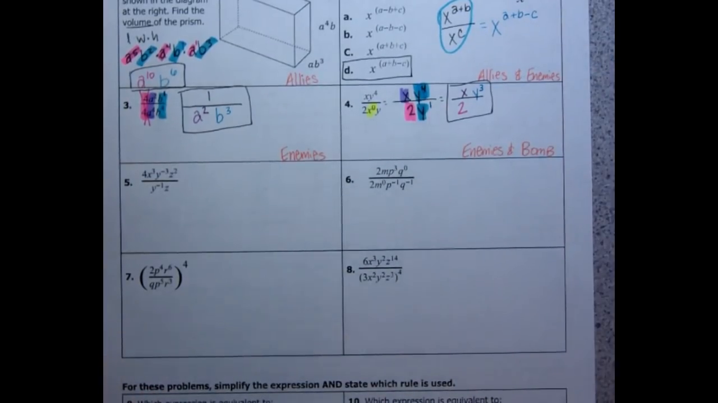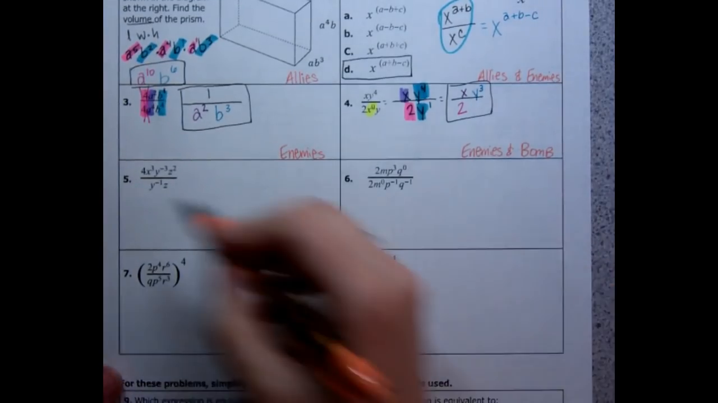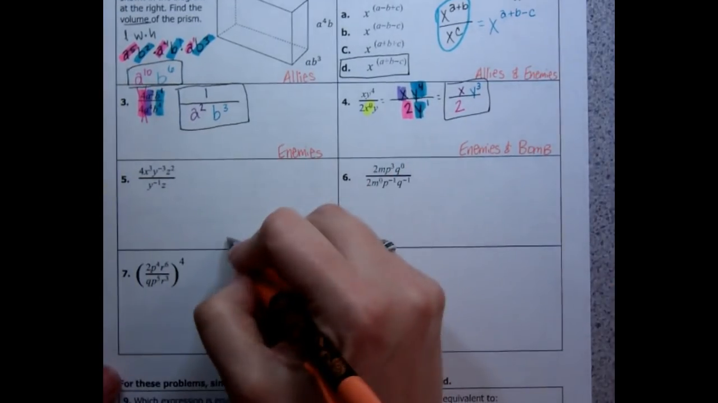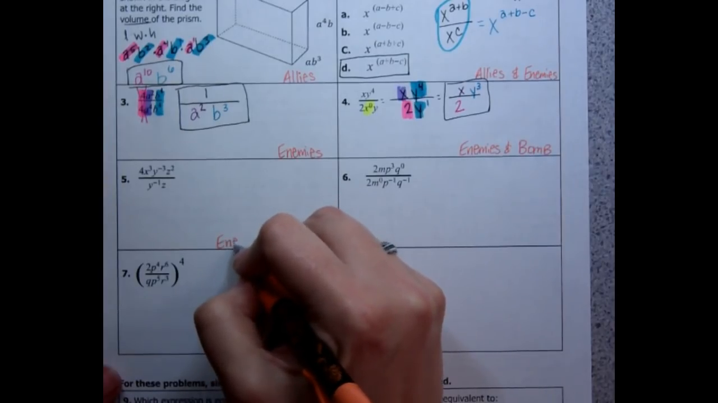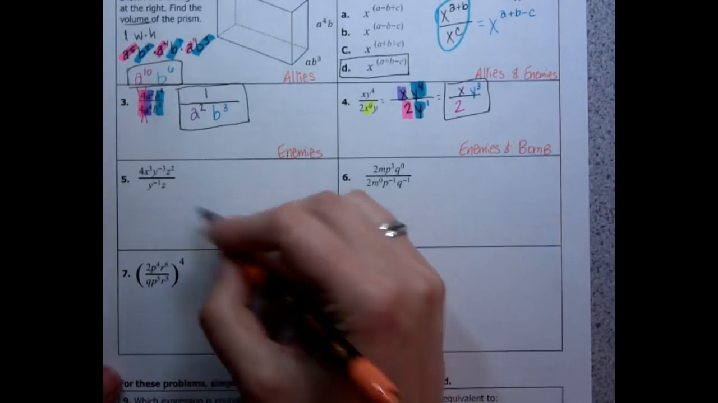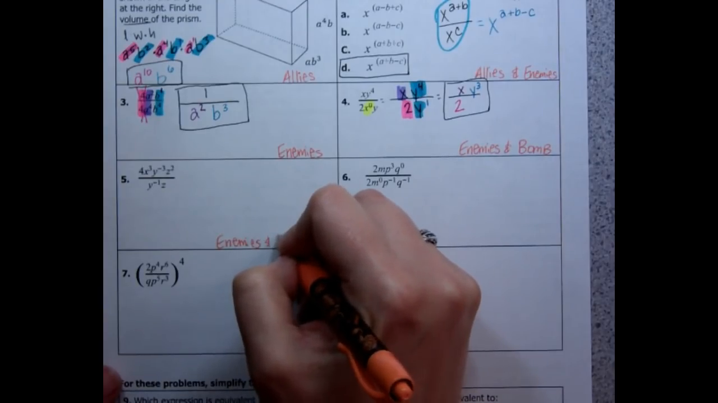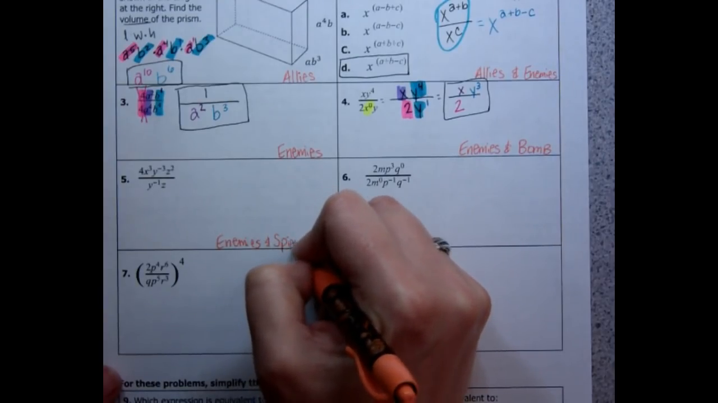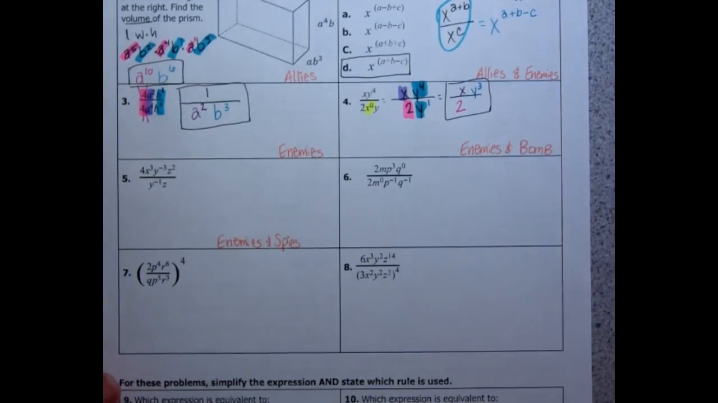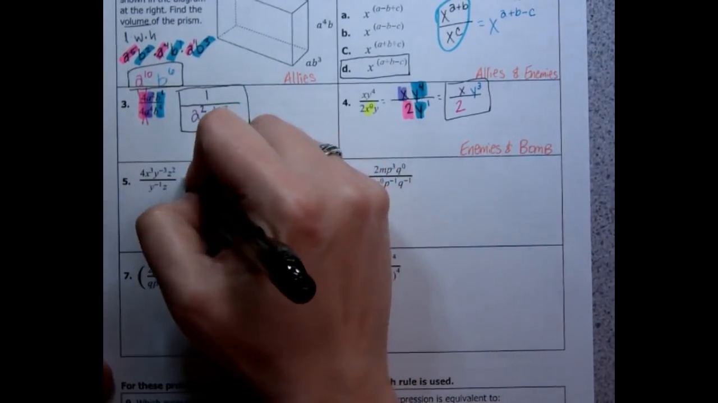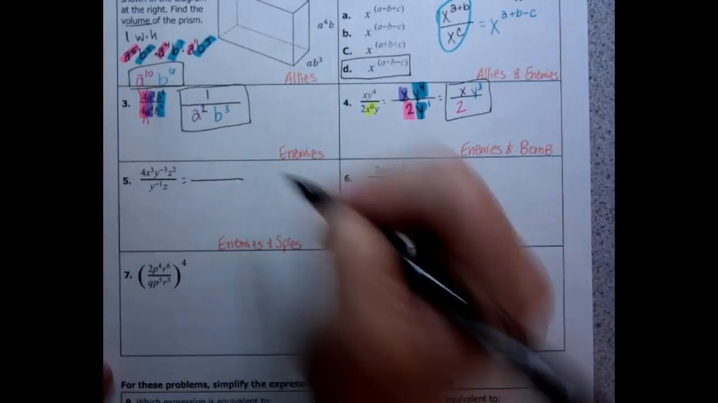Number 5. All right, what all do we see here? I see things on different sides, so I've got enemies. I see negatives. Remember what negatives are? They are spies. Let's start there. Let's see what we got.